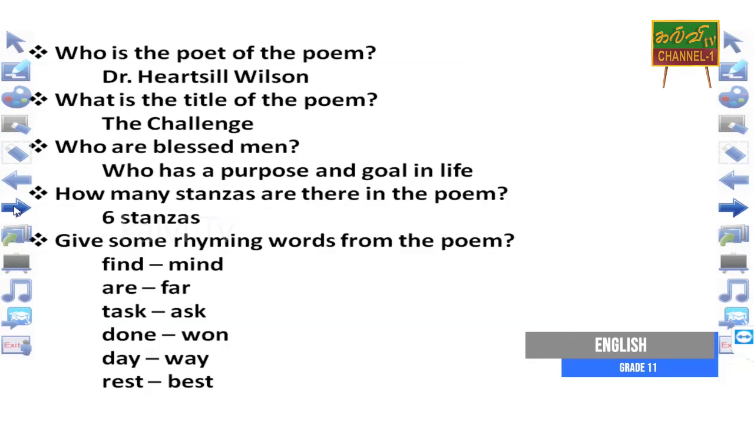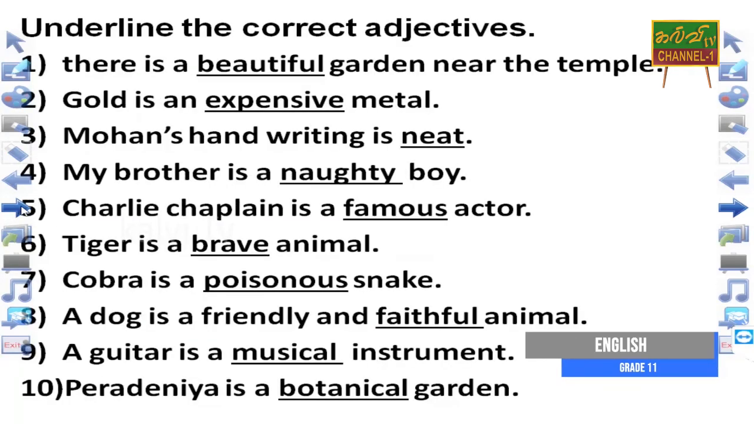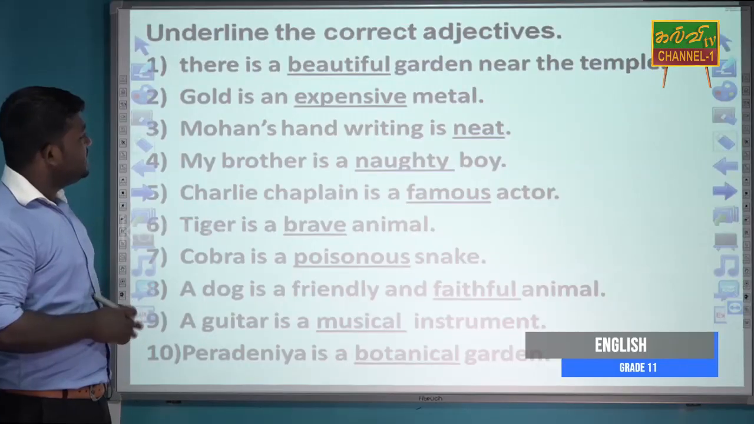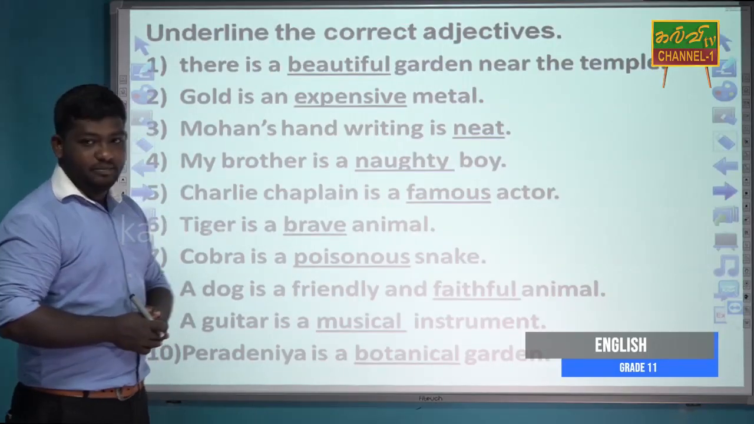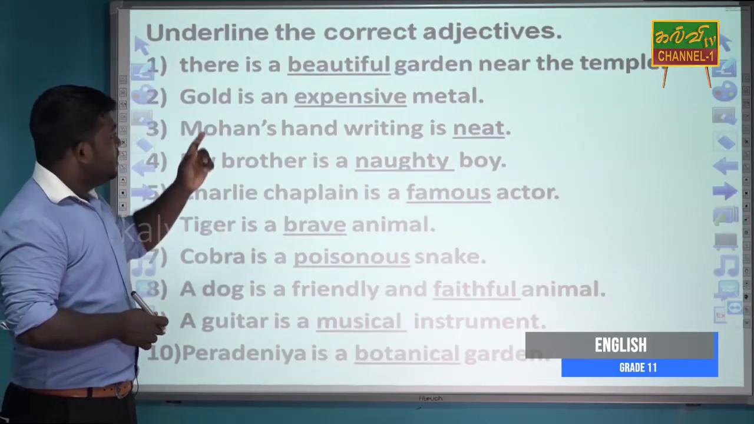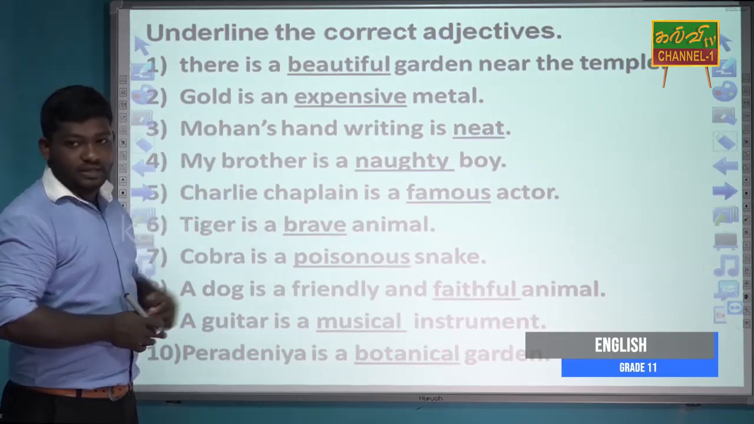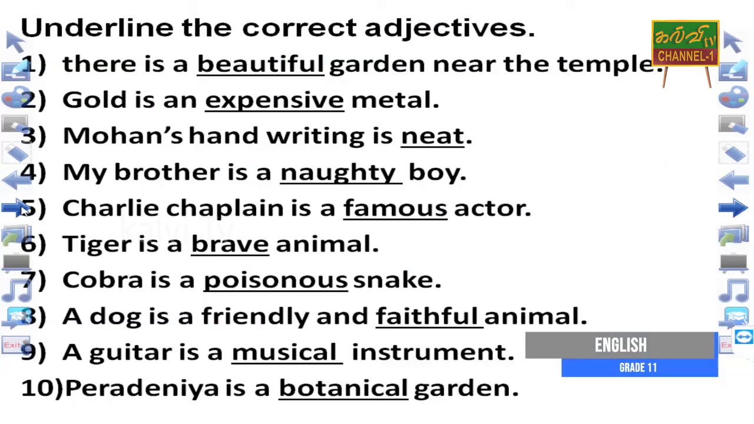So here are 5 questions which are based on the poem. And underline the correct adjectives. Here are some questions on adjectives also. The first one is, there is a beautiful garden near the temple. Garden is described by the beauty, beautiful. Gold is an expensive metal. Expensive describes metal.